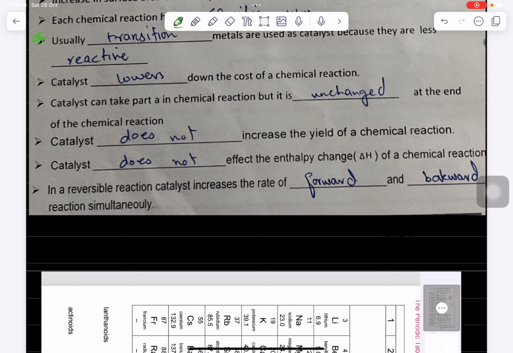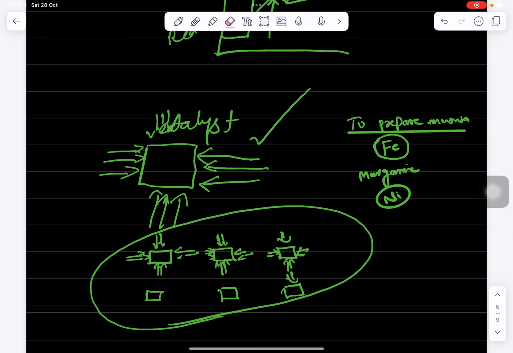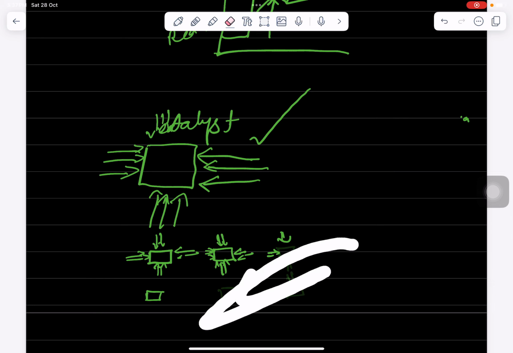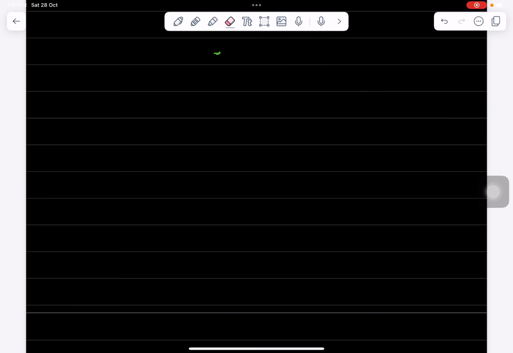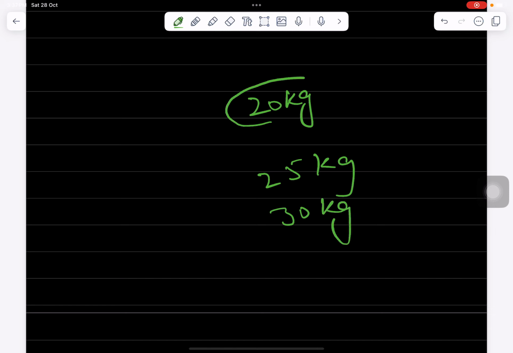And the next point is, catalyst does not increase the yield of a chemical reaction. What does this mean? This is saying that it cannot increase the yield, meaning the products. Suppose the yield of the chemical reaction is 20 kg. It is not going to be like that when we add catalyst, it's going to be 25 kg or 30 kg. It will remain the same. But the purpose of using a catalyst is what? As I told you already, the main and basic purpose of the catalyst is to fasten the chemical reaction, to speed up the chemical reaction, to save time, okay?